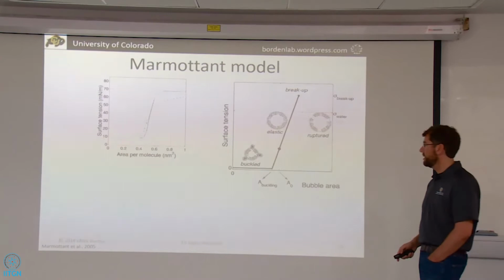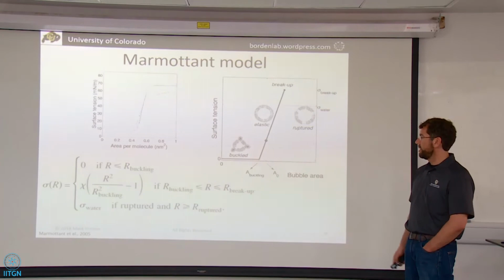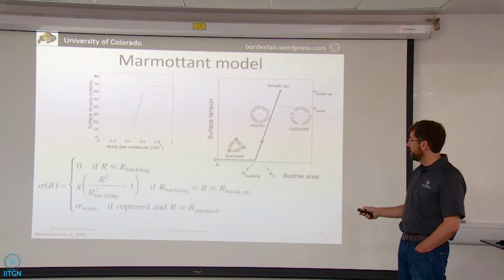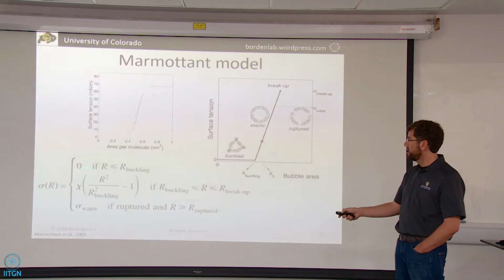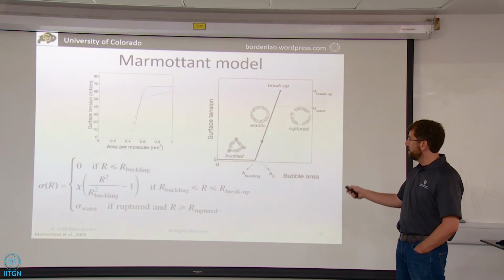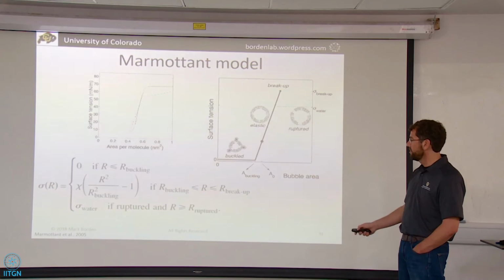But this has done a better job of analyzing the bubble oscillations. In these different regimes, surface tension changes differently as a function of bubble area, or bubble radius. Okay, surface tension is zero in the buckle regime. It changes here with area in the elastic region, and then it becomes just the surface tension of water, so a constant value, in the rupture region.